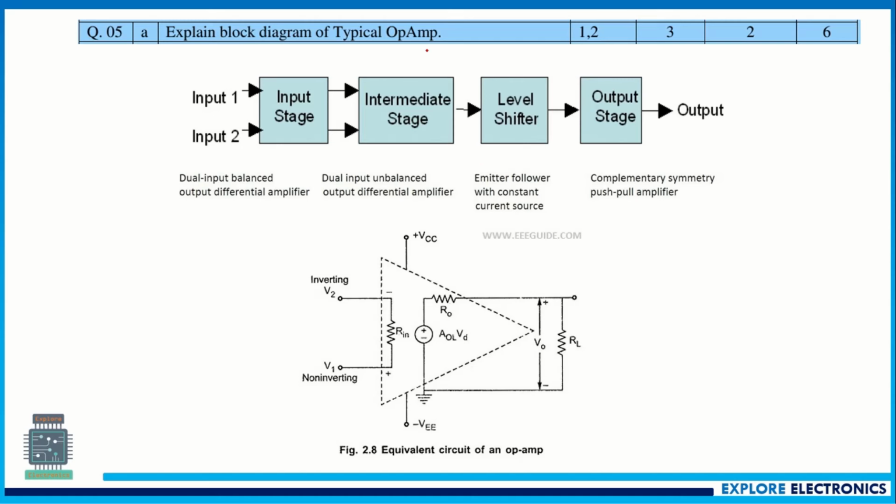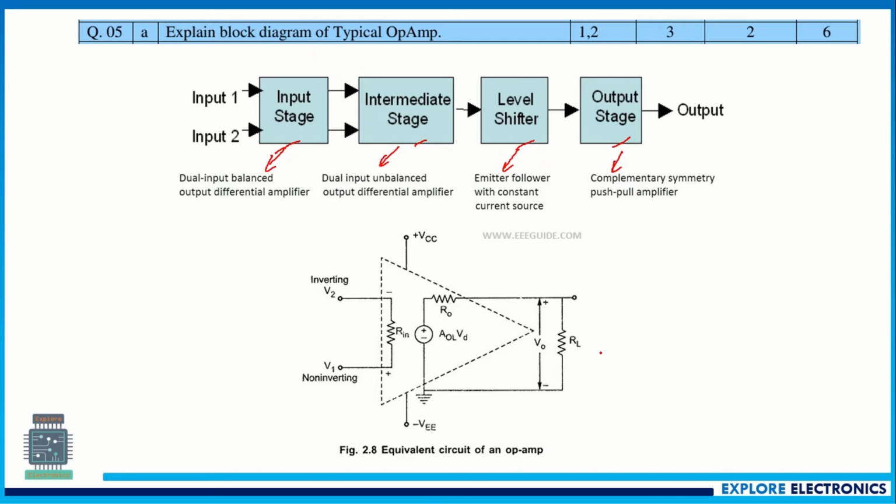Explain the block diagram of a typical op-amp. The op-amp block diagram has 4 stages: input stage, intermediate stage, level shifter stage, output stage. Each block consists of an amplifier stage, such as an emitter follower, unbalanced differential amplifier, or push-pull amplifier. So you need to explain what component each stage consists of and what the functionality of that is.